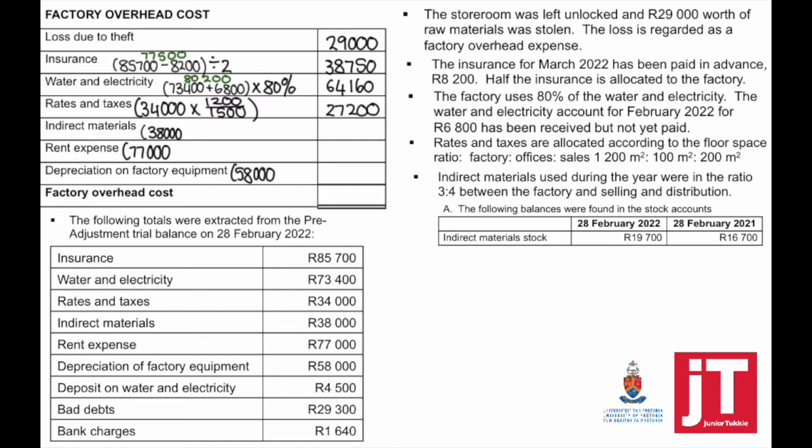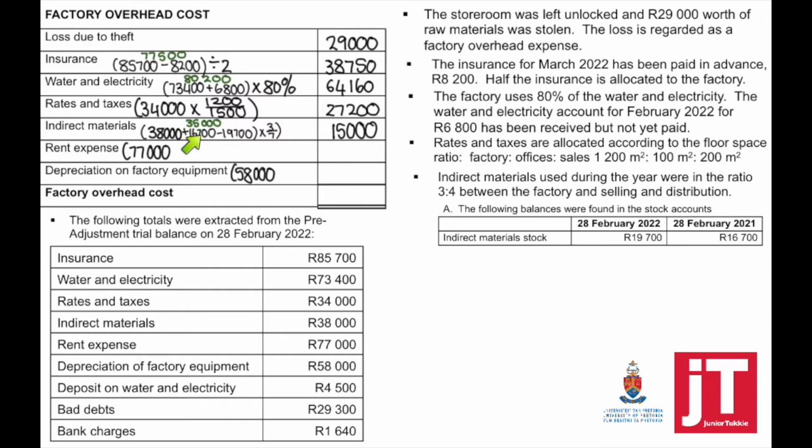Indirect materials used during the year were in the ratio 3:4 between the factory and the selling and distribution. The following balances were found in the stock accounts. Do not forget about the closing balance at the end of last year and the end of this year. Whatever was left over at the end of last year would have been taken out, so whatever is left over for this financial year from the previous year will need to be added. Whatever is left over at the end of this year must be subtracted.